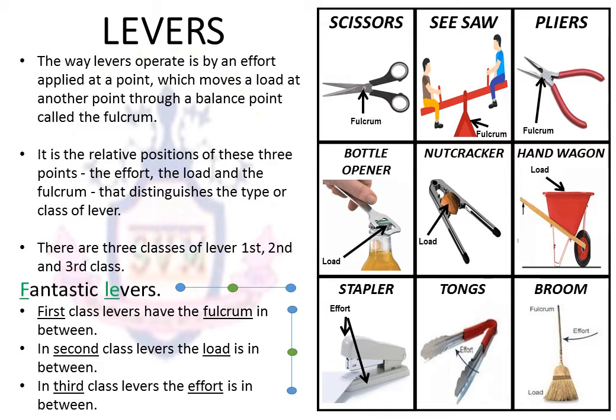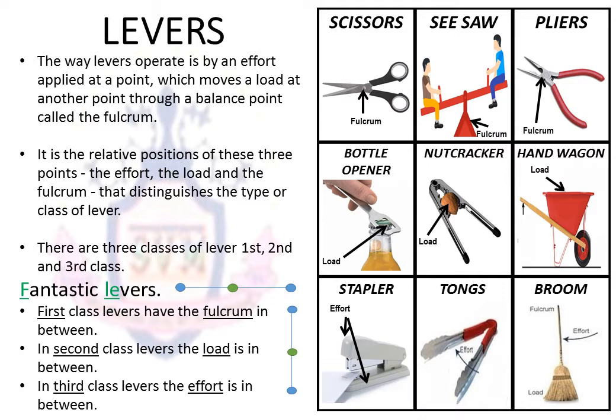Let's take the example of the hand wagon. You can see that the hand wagon is balanced on the wheel and on the rod. You will be pulling the rod from one side and the load will be placed in between. Now we know levers, L comes in between, which means that this is the second type of lever.